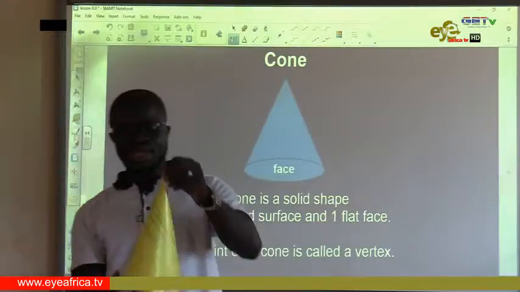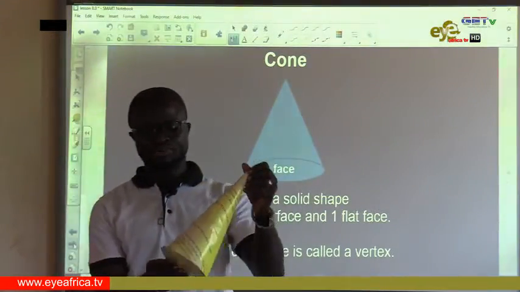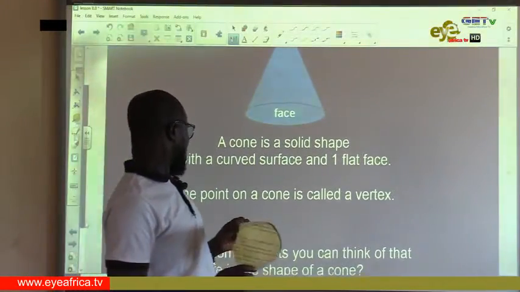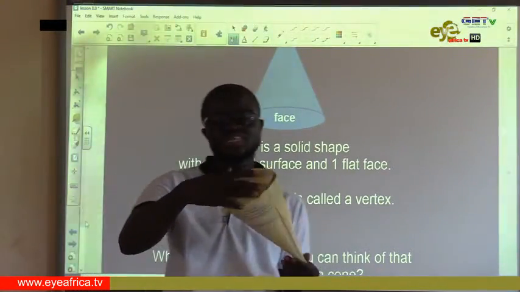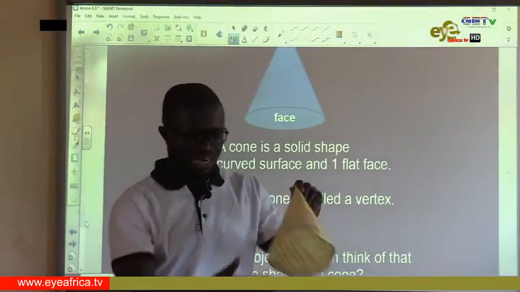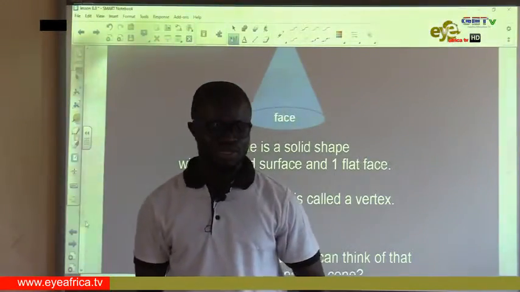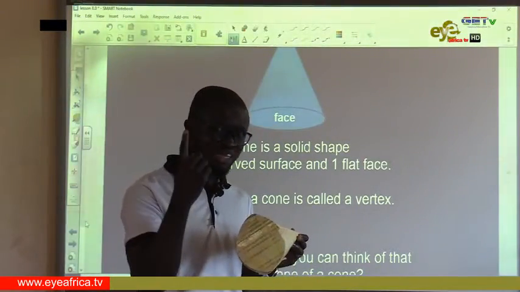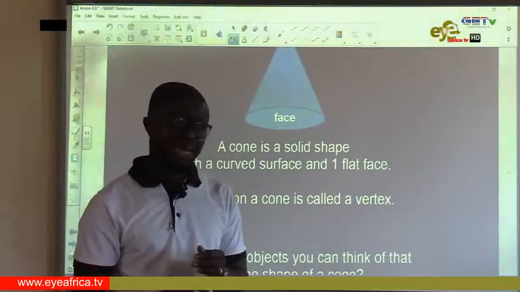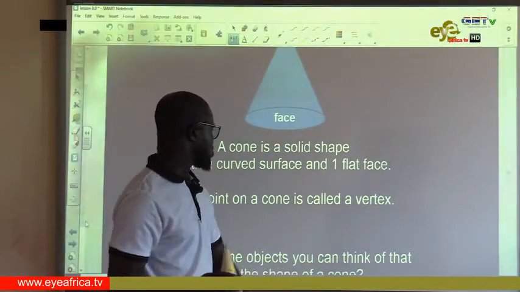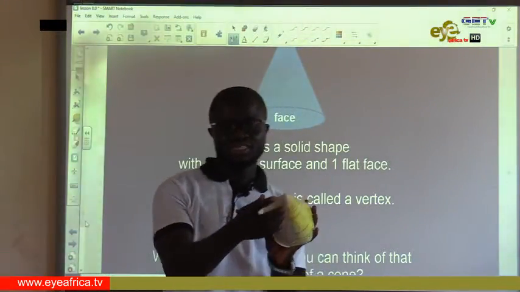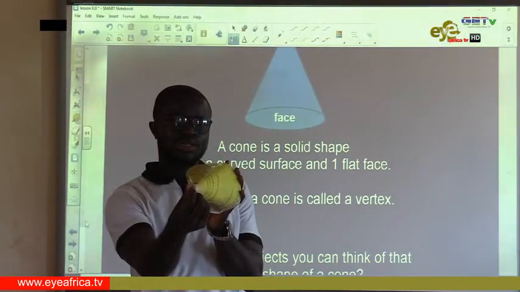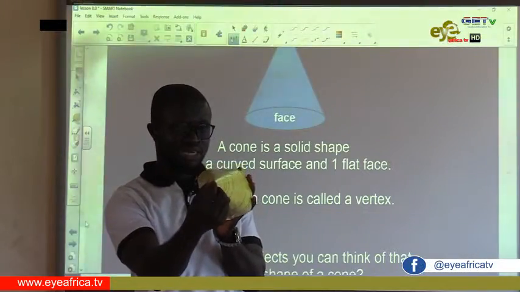Let's investigate. I have an example of a cone in my hand. Now we are told that it has one flat face. Now this is the flat face here that it normally rests on, and the flat face is circular. So that is one property it has. Also, we are told that the point on a cone is called the vertex. So this is called the vertex of the cone. It has only one vertex.